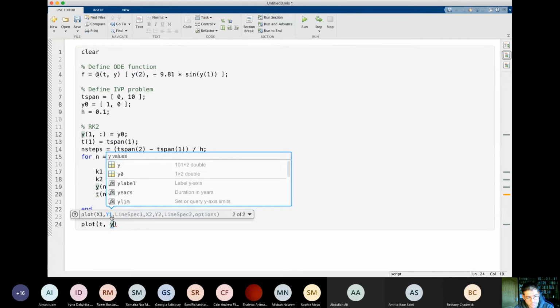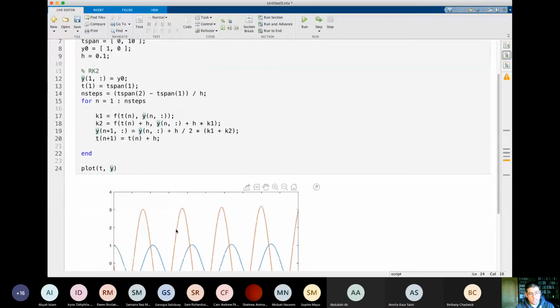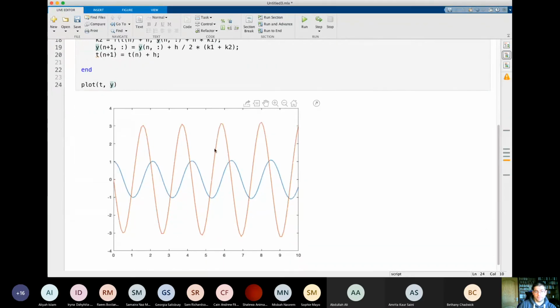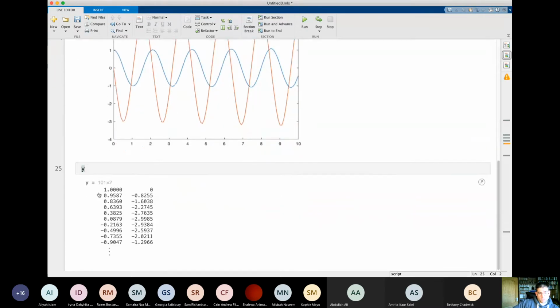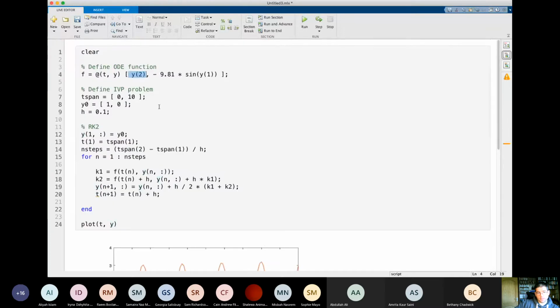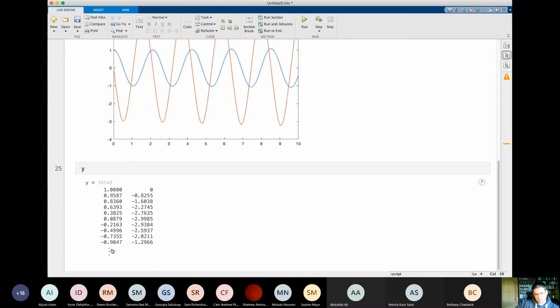So if I plot t against y, you'll see I have 2 lines. This is because if I just output y, you can see y is a 101×2 array. The first column is y1, which was the angle of my pendulum. The second column is the rate of change of that angle. So the first column here is my angle in radians. The second column is my rate of change.